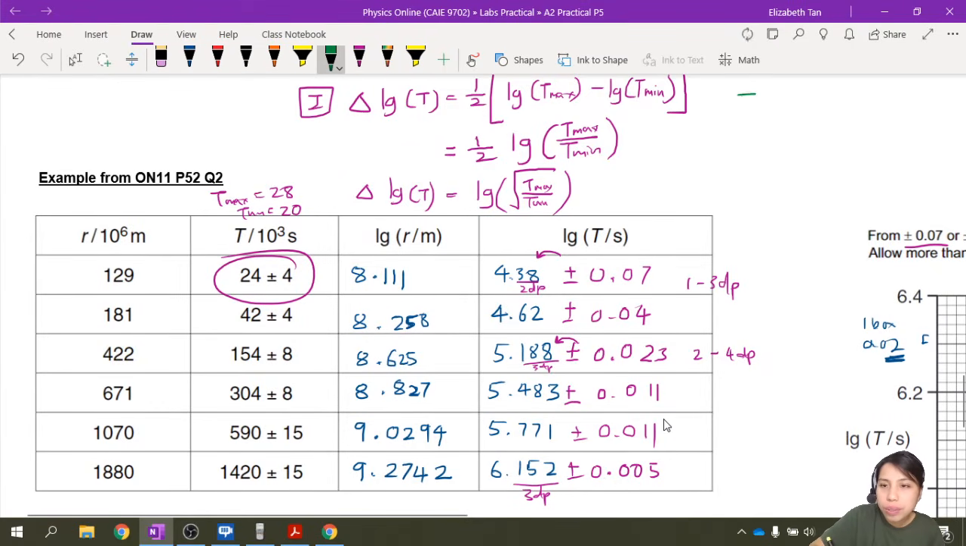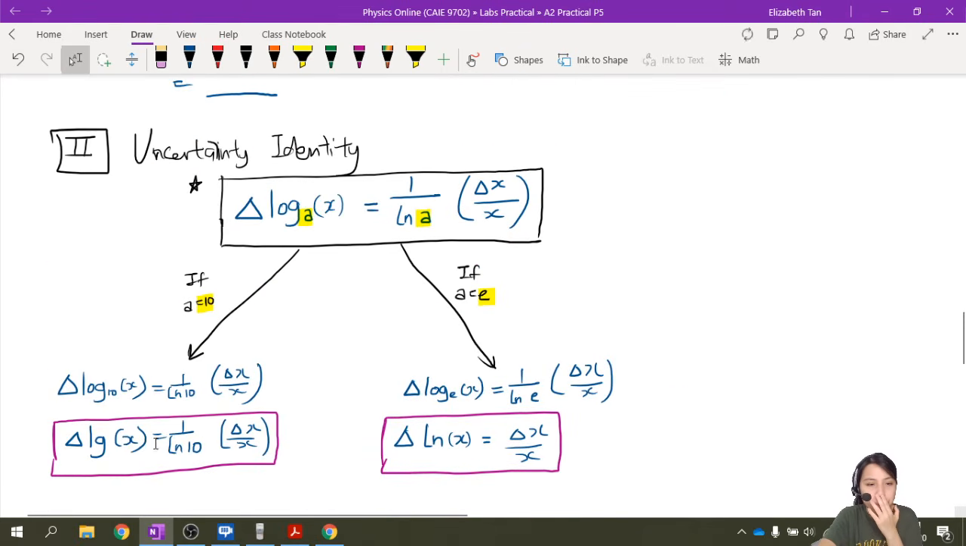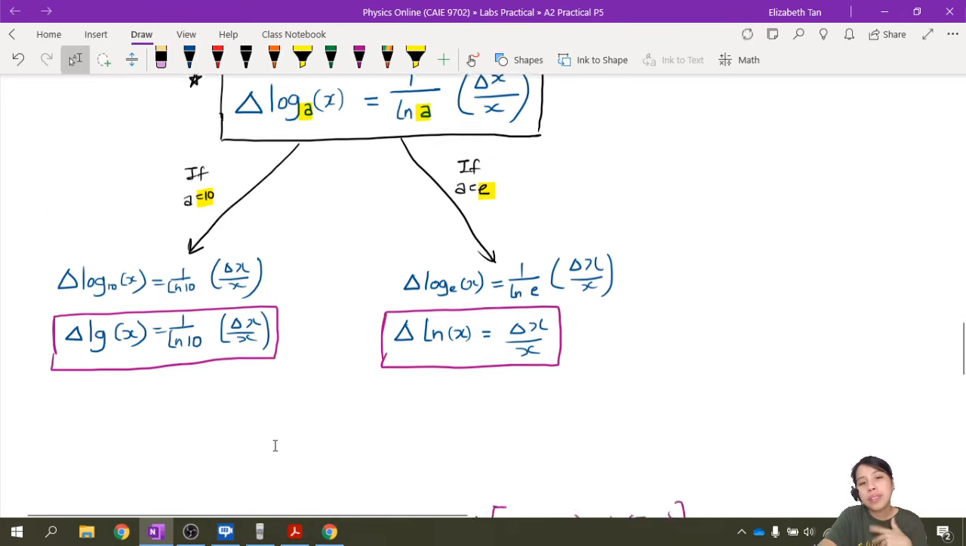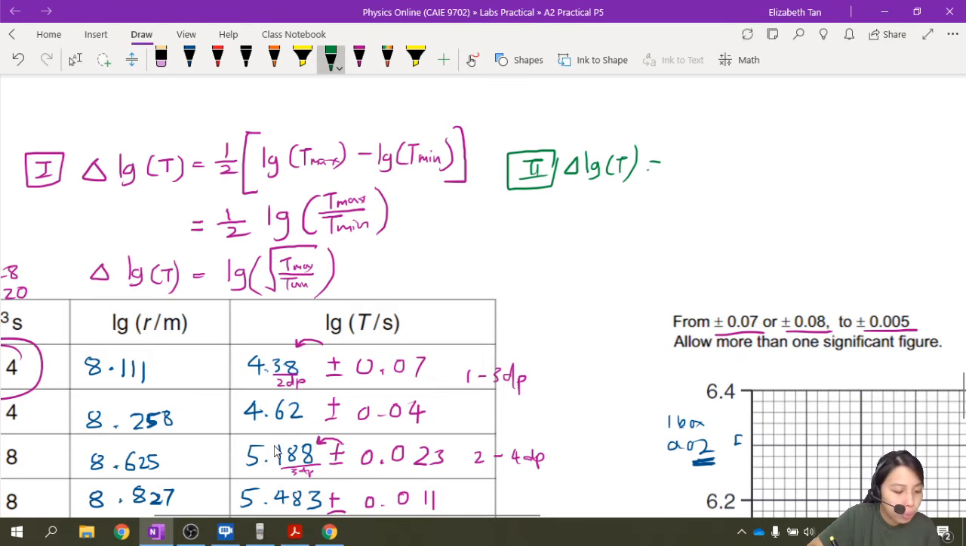Let's use green color. So method number 2 is to use the identity that we just saw up there just now. So log t, this is log base 10, right? So log base 10, you're going to do 1 over ln 10 times delta x over x. So let me write this out so you can learn how to use it. So this will be 1 over natural log of 10, because 10 is the base, times delta t over t. Because we are dealing with time now, so t lo.